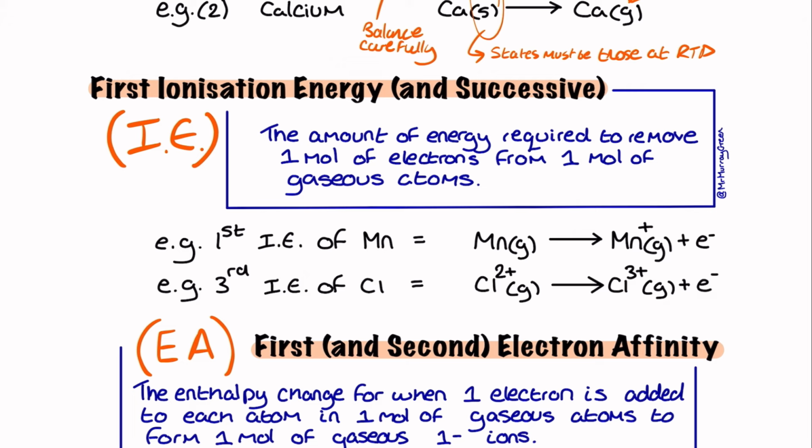Be mindful that successive ionization energies, that you don't need to be able to define, will always start in their reaction equations from the previous step's gaseous ion. So, for example, I've included here the third ionization energy of chlorine, and notice that it started from an already 2+ cation, and then it goes to the 3+ and the single electron. Remember, with ionization energies, it's one at a time, not all at once. That's why it's called successive ionization energies.